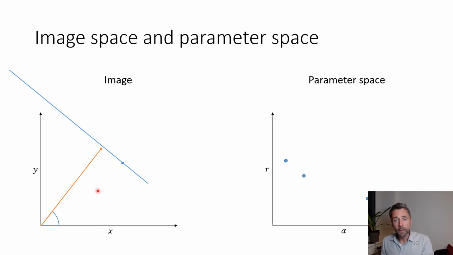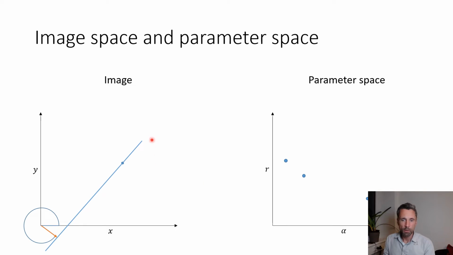And another line would have obviously a different set of parameters, like this alpha, like 45 degrees, but a longer distance r to the origin. And maybe that line has a long alpha, which would show up here, but a very short r. Okay.